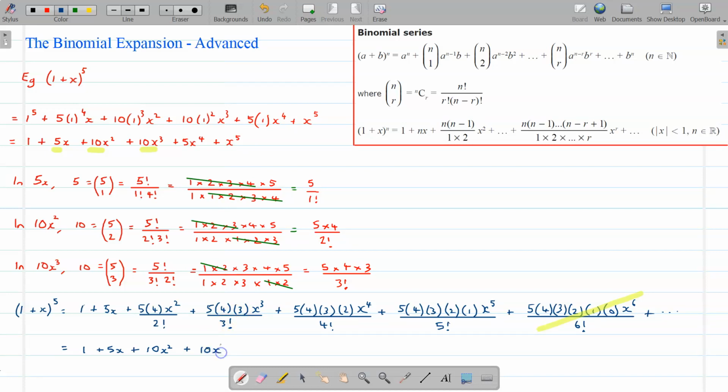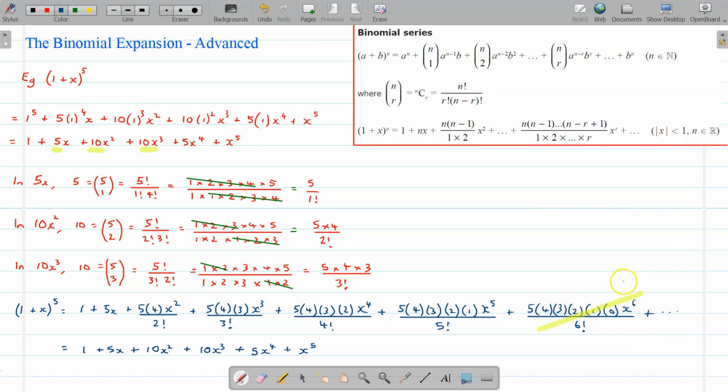So it's 10x cubed. This comes to 5, because it's, well, 5 times 4 times 3 times 2 is going to be 120. 4 factorial is 24. That gives you 120 over 24, which is 5x to the 4. And finally, you've got here 5 factorial. That's 5 factorial, so you've just got x to the 5. So you can see it working there. And as I said, any term after this would be 0.